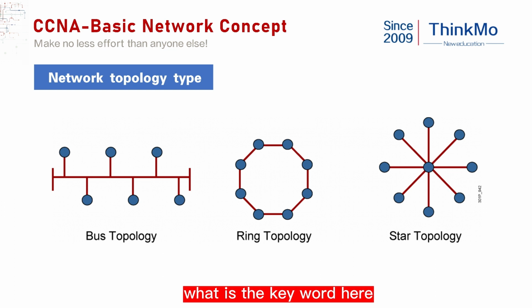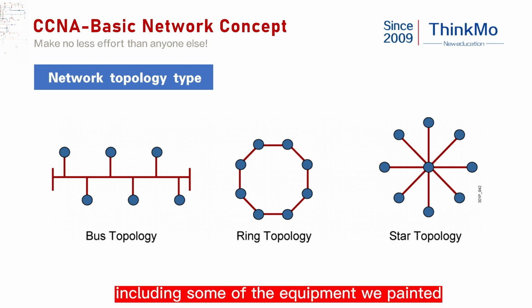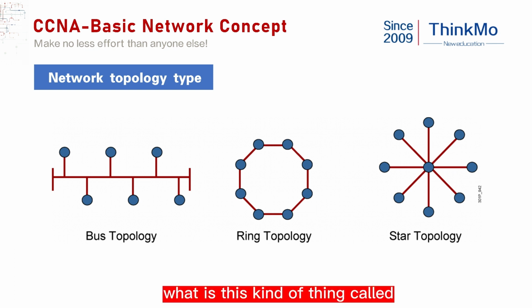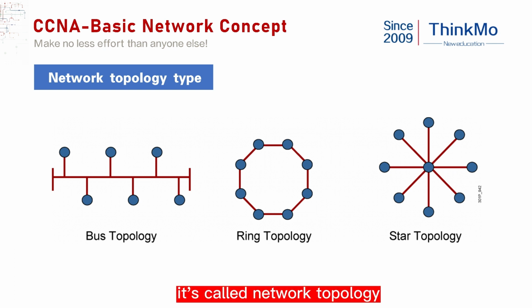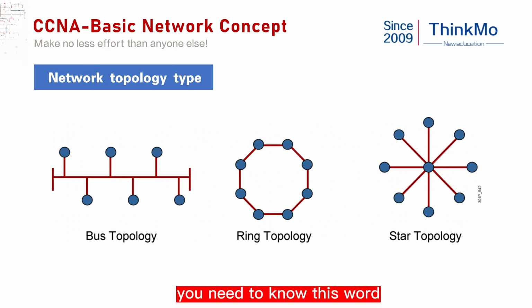What is the key word here? The key is the word topology. Everyone should know this. What we see in the future, including some of the equipment we drew, devices connected to each other, what is this kind of thing called? It's called network topology. All right. This refers to topology. You need to know this word.